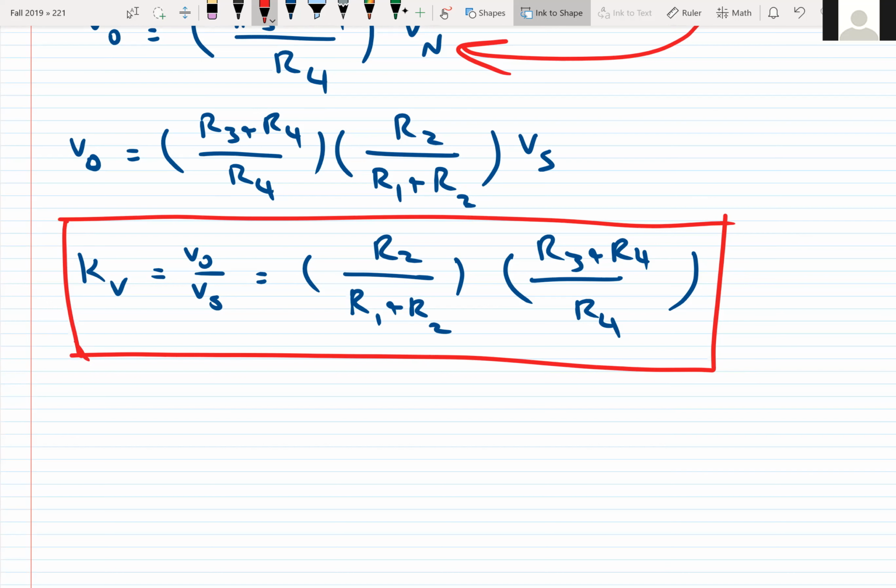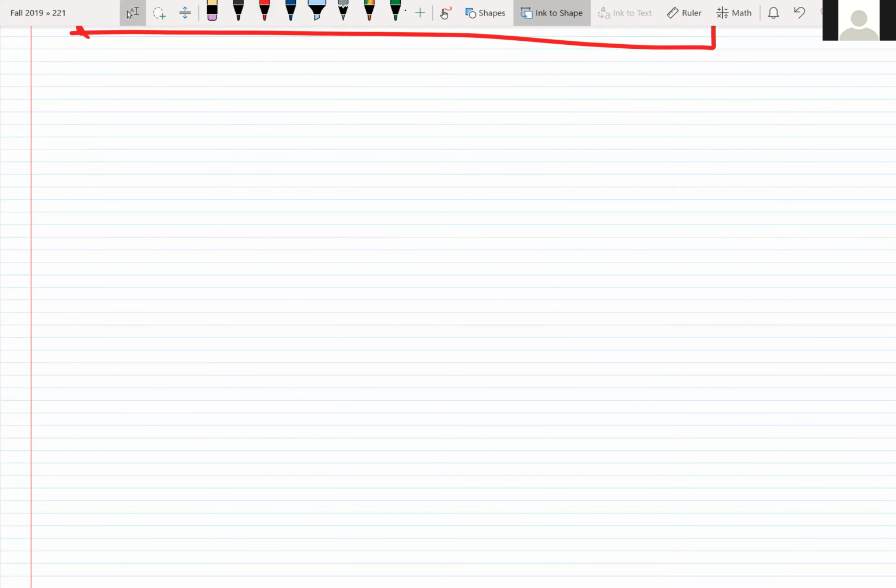So let's move to the next example and see what we have. Oh, before the next example, let me introduce a new circuit built by an amplifier, and it's called a voltage follower. Instead of voltage follower, it has a better name. We call it buffer.